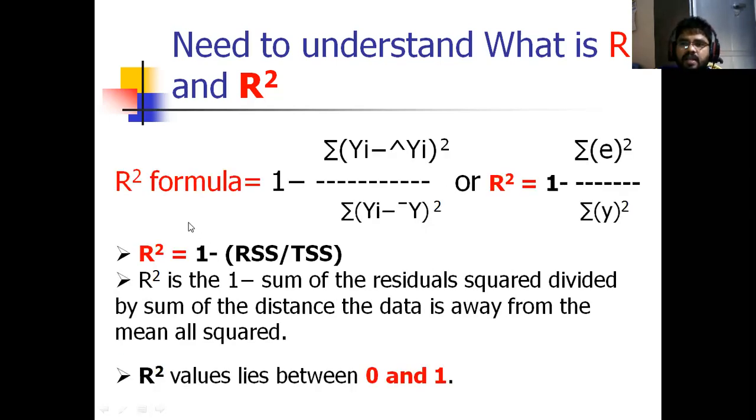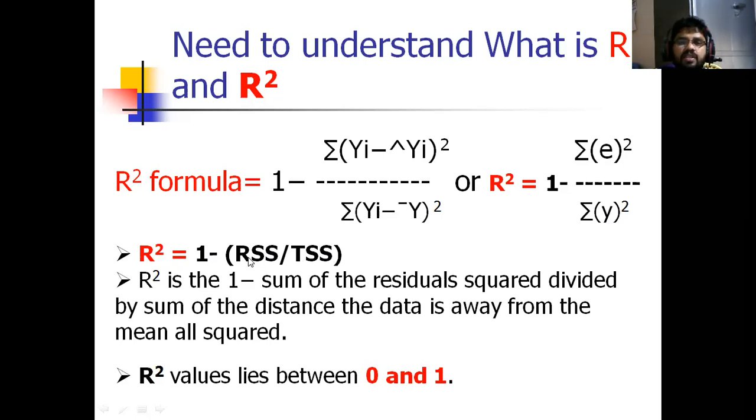Now in regression analysis, how can we calculate the R square value? The R square formula is 1 minus the summation of (yi minus y cap i) whole square divided by the summation of (yi minus y bar) whole square. In simple terms, R square is equal to 1 minus sum of e square by sum of y square. Sometimes they will ask R square is equal to 1 minus RSS by TSS, nothing but residual sum of squares by total sum of squares.